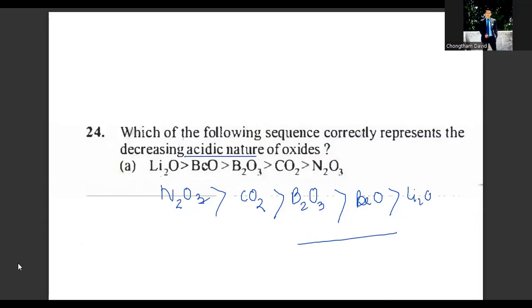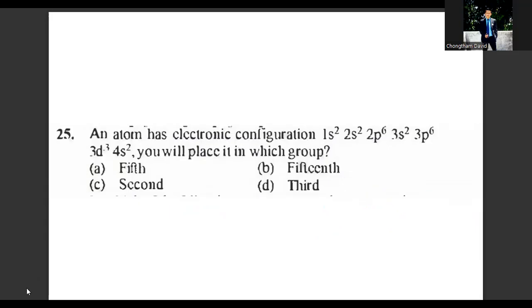Question number 25. An atom has electronic configuration 1s2, 2s2, 2p6, 3s2, 3p6, 3d3, 4s2. You will place it in which group? Is it in the fifth group, 15th group, or the third group? So how can you answer this question?